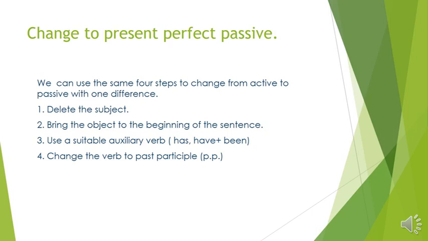So, if we start with the first step, it would be that we should delete the subject. Then we would move to the second one, which is to bring the object to the beginning of the sentence, and follow it with the third and different step here. We said that we should bring the auxiliary verb that should be suitable. So the choice would be one of two, either has or have. And the other different thing is to have the word been. Been is the magical word for this tense. So the fourth point will be to change the verb to past participle. When we get more examples, you will get to know it in a better way.